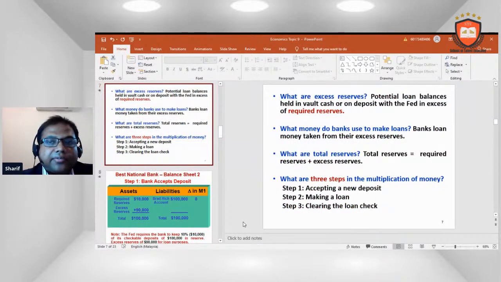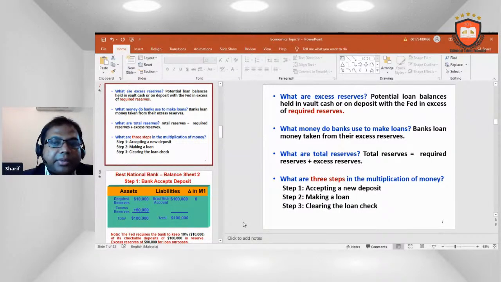What are excess reserves? Potential loan balances held in vault cash or on deposit with the Fed in excess of required reserves. What money do banks use to make loans? Banks loan money taken from their excess reserves. What are total reserves? Total reserves equal required reserves plus excess reserves.